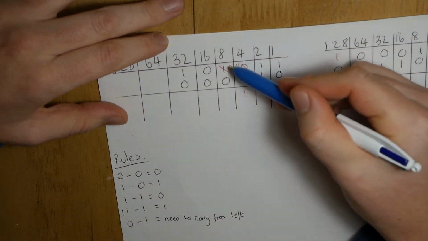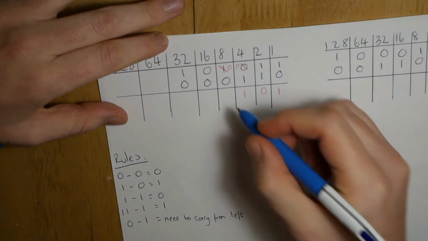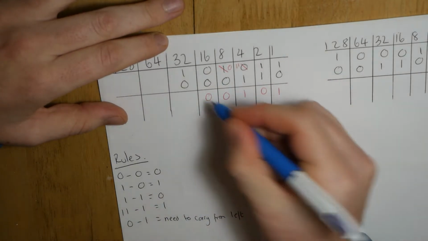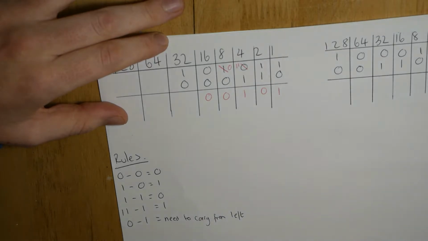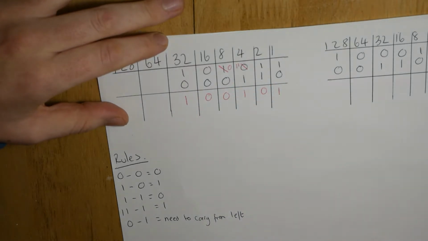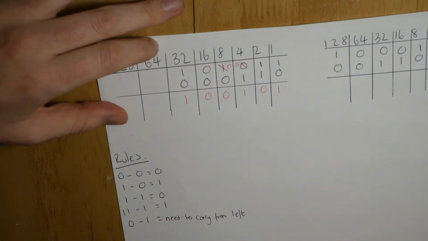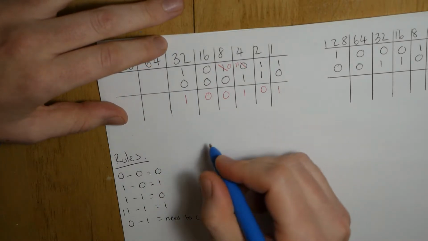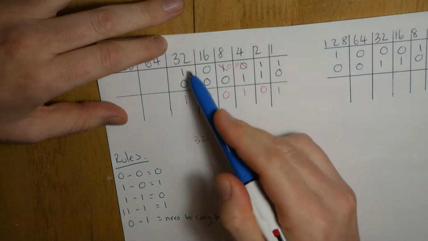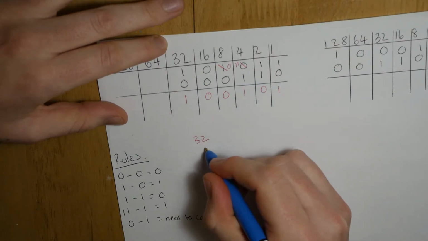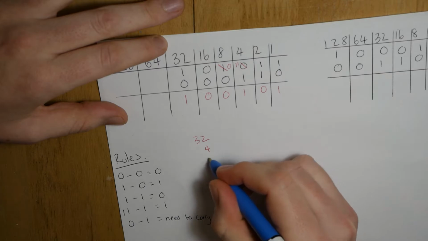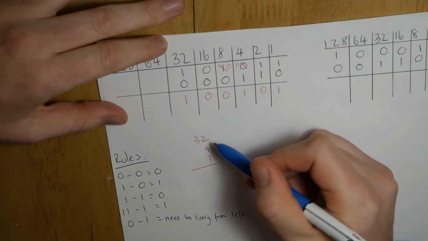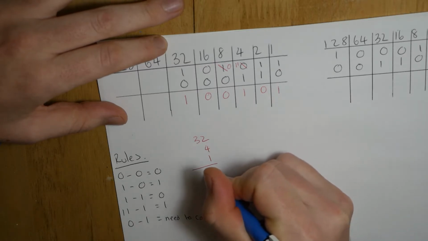And then we look at this one, 0 and 0, that's fine, we can pop a 0. 0 take 0 again, 0 there, and a 1 take away a 0, which would be 1. So now we've done that, we can quickly add up and go through. So that's 32, and a 4, and a 1. So we can add that nice and quick. So we go 32 plus 4 is 36, plus 1 is 37.